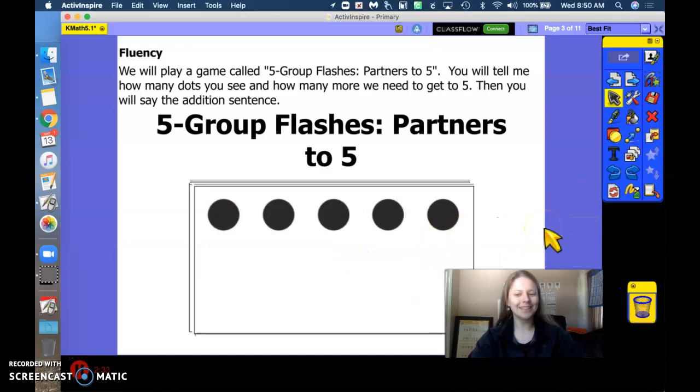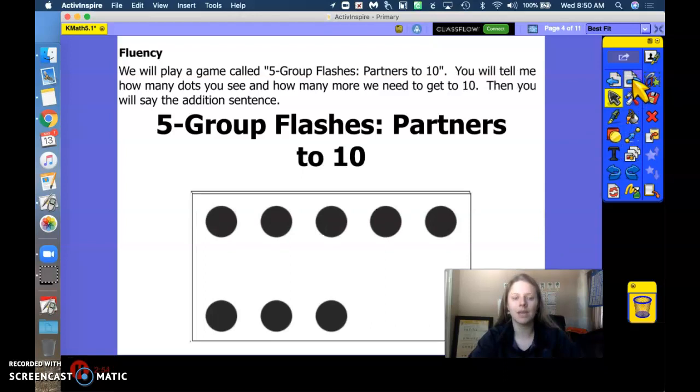Oh, don't be tricked. Yep, how many dots do you see? 5. How many more do we need to get to 5? 0. You're right. We have all the dots we need. So this is what we say. Say our number sentence. 5 plus 0 equals 5. Well done. Let's do the same thing with 10.